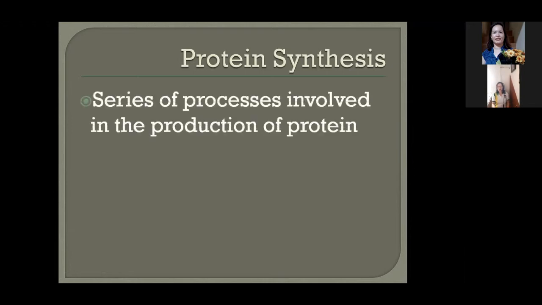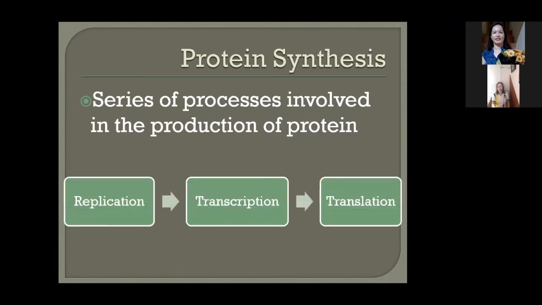This is a series of processes involved in the production of protein. And because this is a series of processes, what do you think are the processes involved in order for a protein to be produced? It involves three processes. We have replication, transcription, and translation.